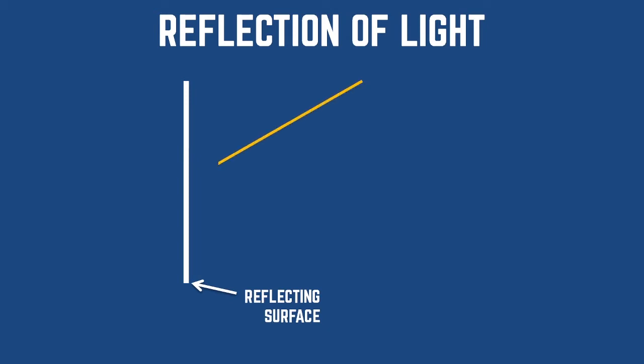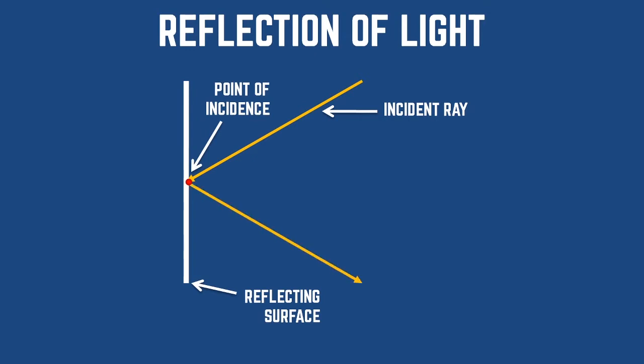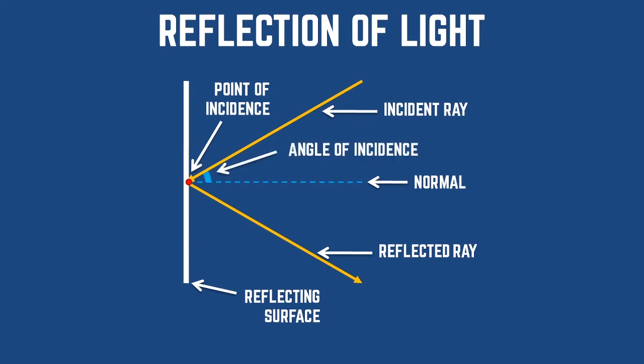The light ray which falls on a reflecting surface is called the incident ray, and the point which it falls on is known as the point of incidence. The ray which gets reflected back is known as the reflected ray, and the imaginary line which is perpendicular to the surface at the point of incidence is known as the normal. The angle created by the normal and the incident ray is called the angle of incidence, and the angle created by the normal and the reflected ray is called the angle of reflection.